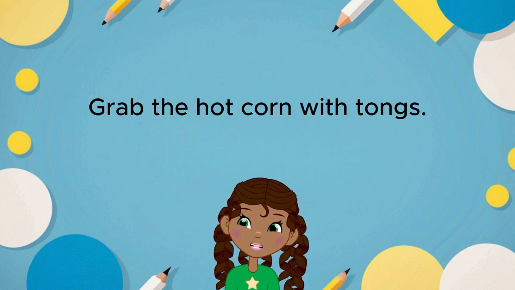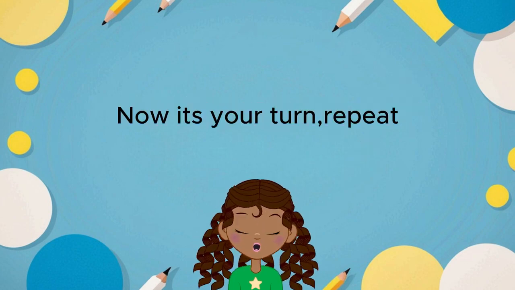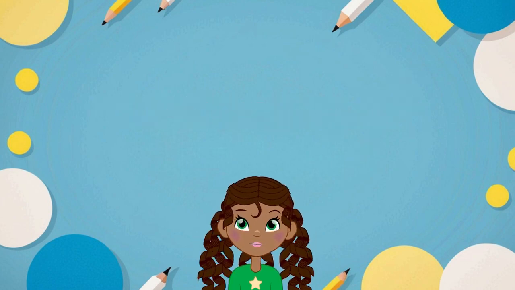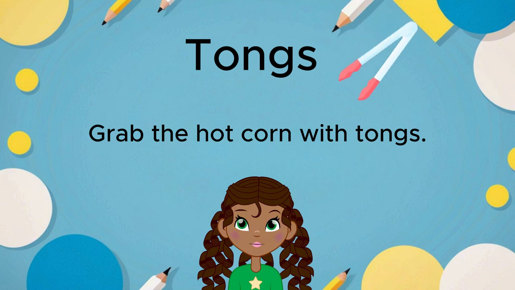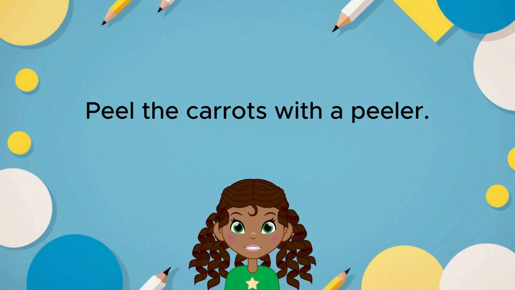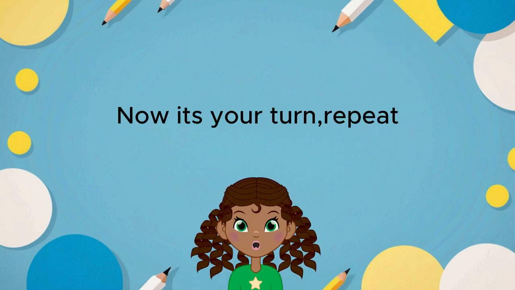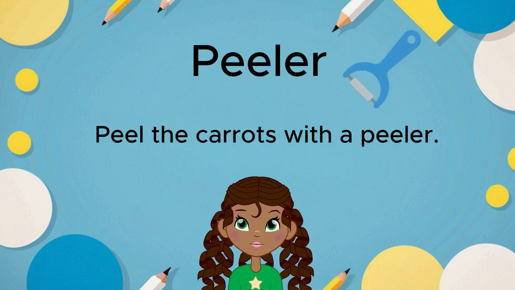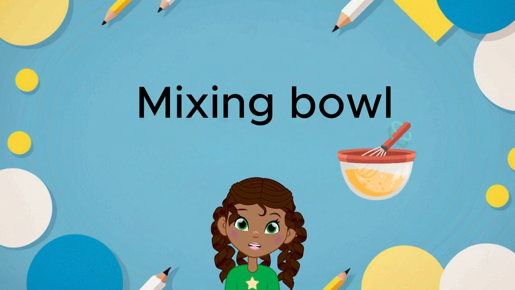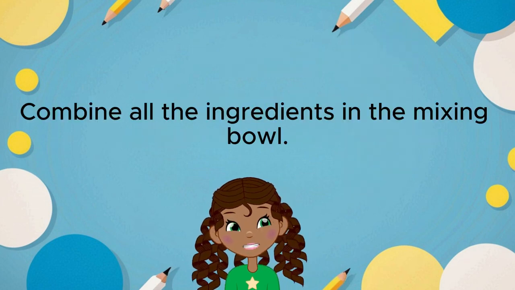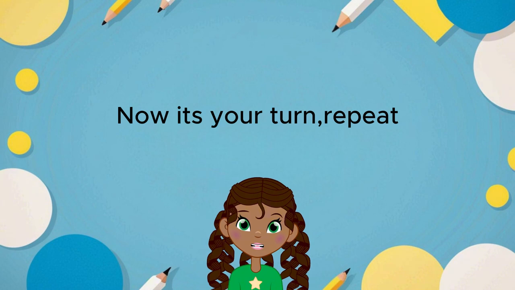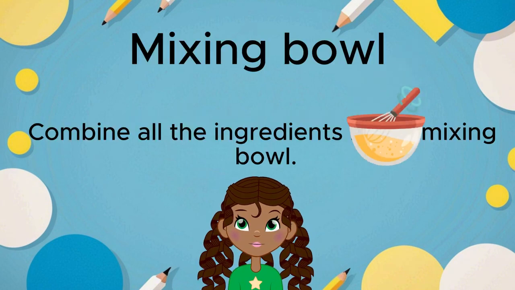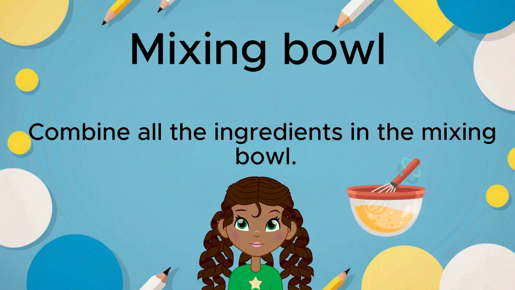Tongs. Grab the hot corn with tongs. Now it's your turn, repeat. Peeler. Peel the carrots with a peeler. Now it's your turn, repeat. Mixing bowl. Combine all the ingredients in the mixing bowl. Now it's your turn, repeat.